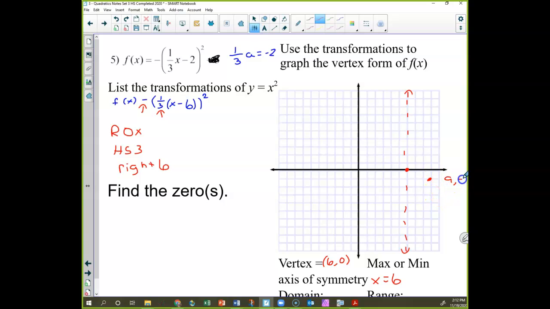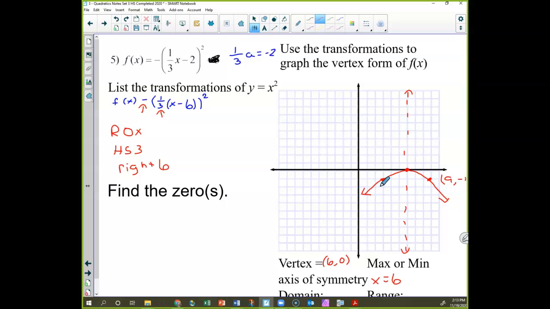That's a pretty wide looking parabola. And then I'm 1, 2, 3 units away from my midline. 1, 2, 3 units over here on the other side. And I'm ready to draw my graph. Definitely can see it being much, much wider. That's that horizontal stretch. And then in like 30 seconds or less, I'm ready to find the zeros.